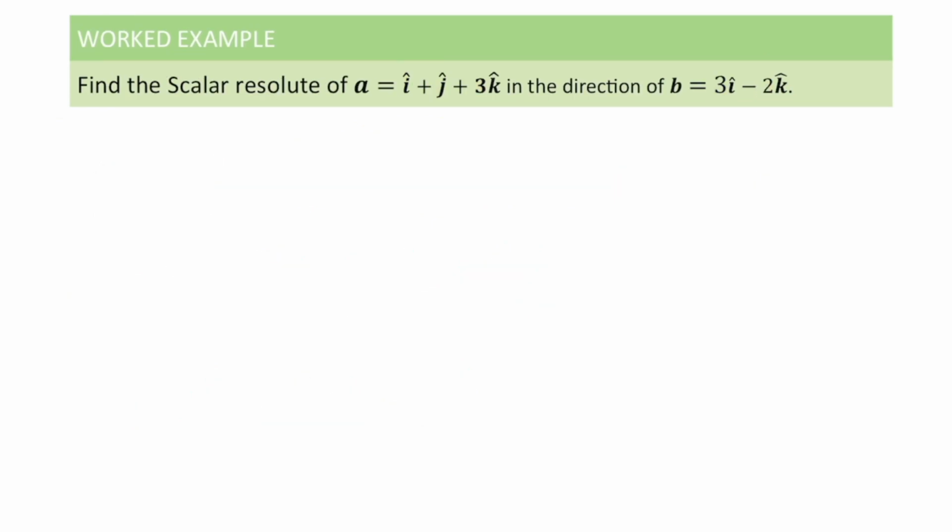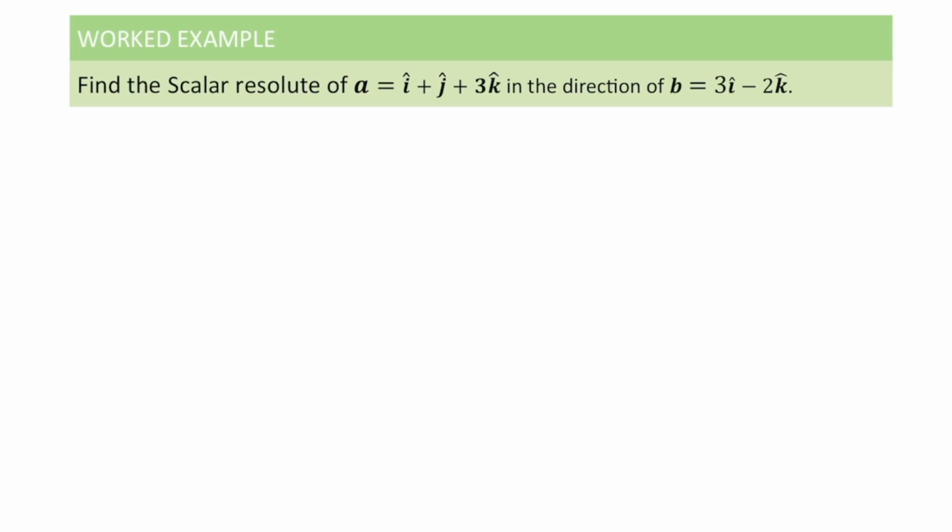Find the scalar resolute of a equal to i plus j plus 3k in the direction of b equal to 3i minus 2k. Now, when I'm finding the scalar resolute, that is just the length or the magnitude of the vector resolute. So sometimes the way I want to solve these questions is if I've already found my vector resolute, I can just find the magnitude of that vector and I will get the same answer.